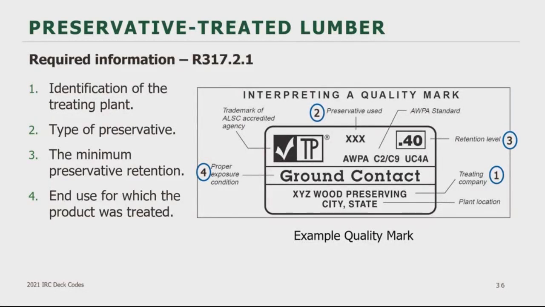Let's pause there and talk about retention levels. Some people may remember an old code requirement for retention levels requiring a 0.4 or higher for ground contact. However, the label will actually call out if it's approved for ground contact now. They found that different wood species can achieve the performance requirements for ground contact with a lower or higher retention level. So don't use that as a determining factor. If it's labeled for ground contact, it can be used in those situations no matter what retention level is being shown.